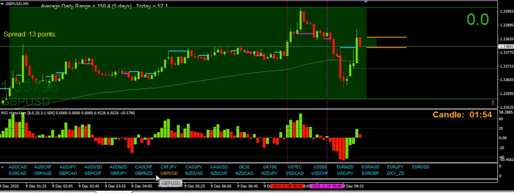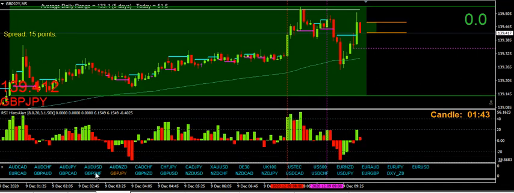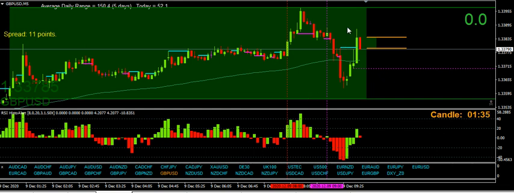Let's have a look at EU there. Problem with euro is I hate trading it because it is just so slow. Look at these tiny candles compared with, say, for example, GJ and GU. So real movement there. So what do I do now?